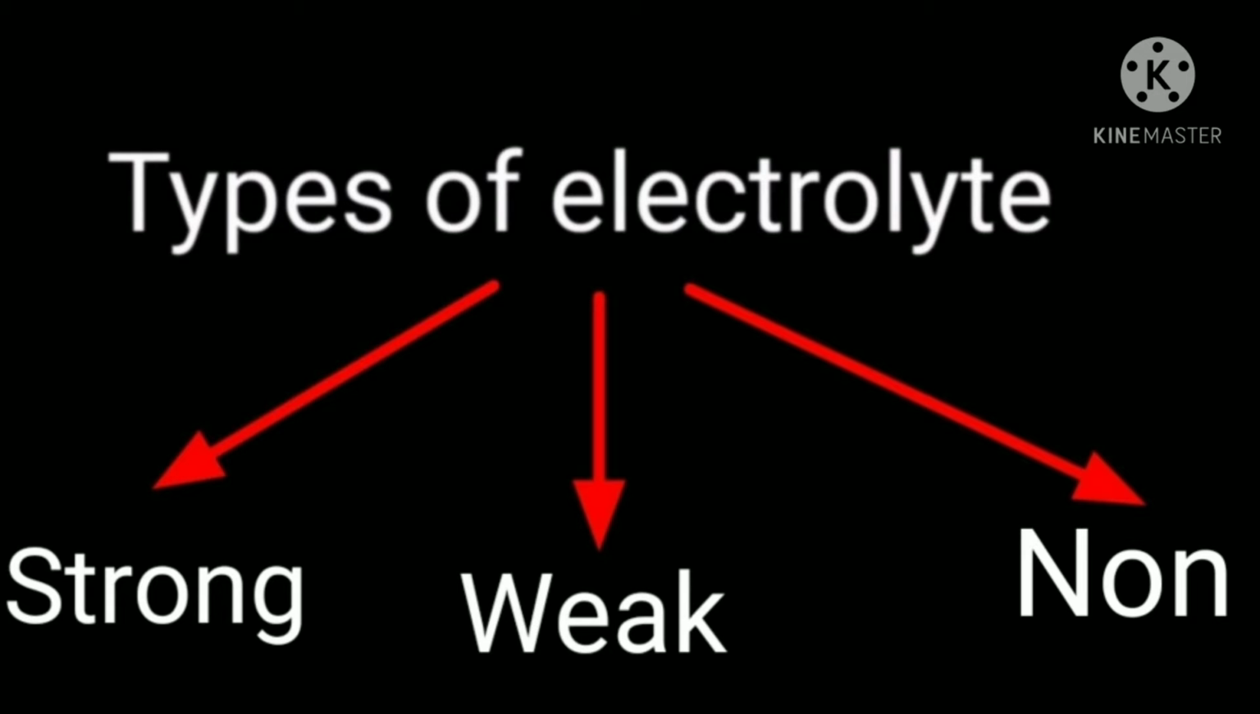Strong electrolyte consists of the particles only ions. Weak electrolyte consists of the particles both ions as well as molecules. Non-electrolyte consists of the particles only the molecules.